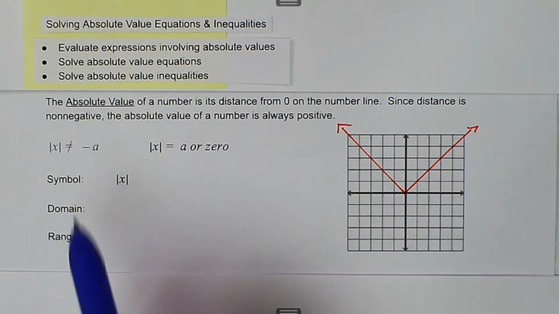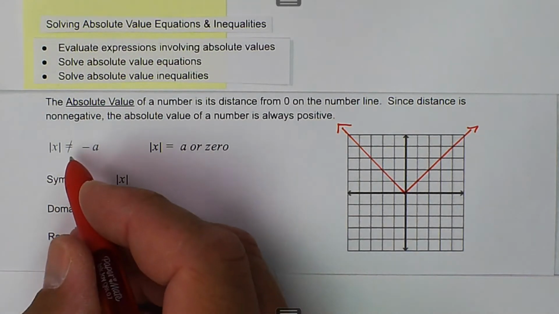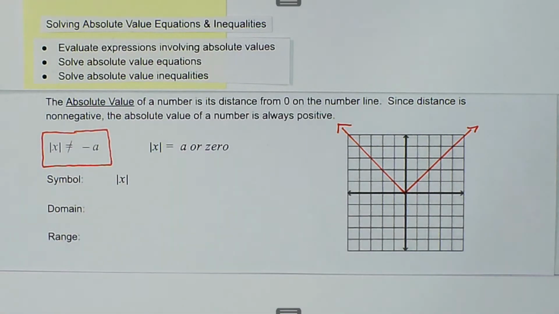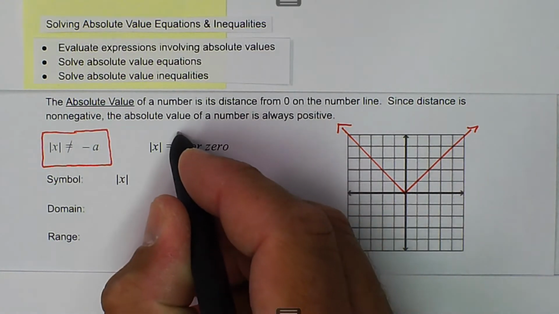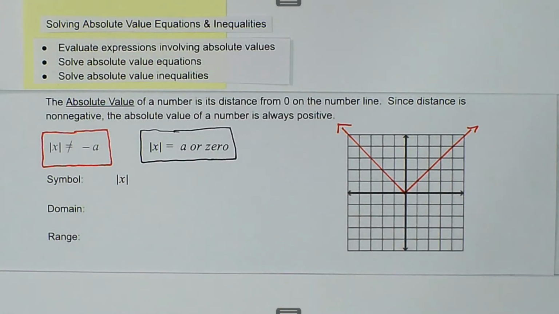So when we look here, we see that we have two equations written down. We have the absolute value, which can never equal a negative value there. Absolute value always has to equal some positive value a, or it can also be equal to zero. The symbol for the absolute value is an expression or a number or a variable with two bars around it.